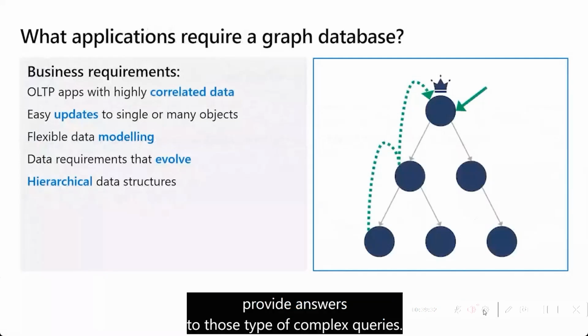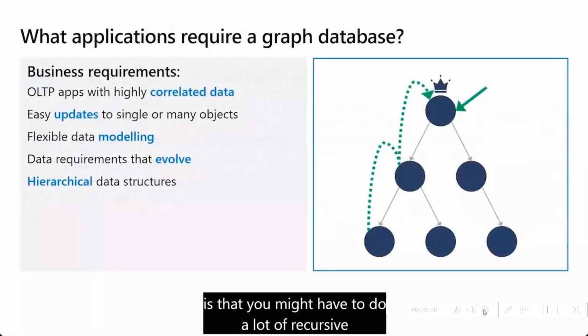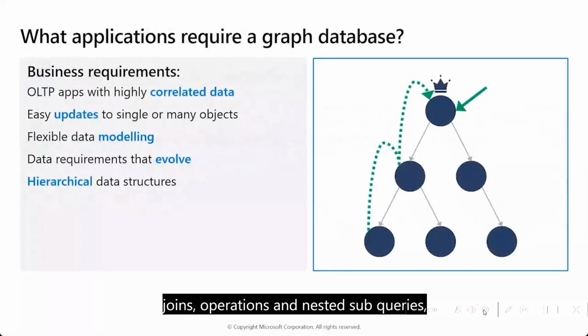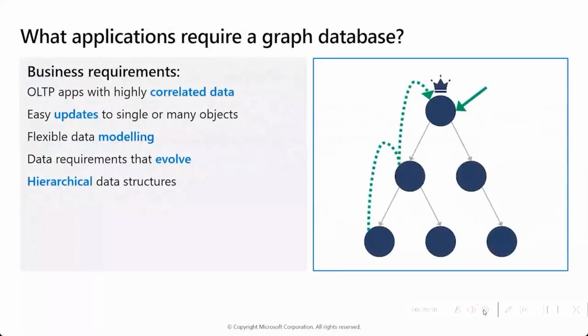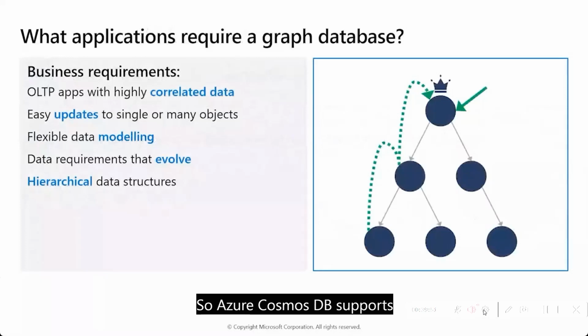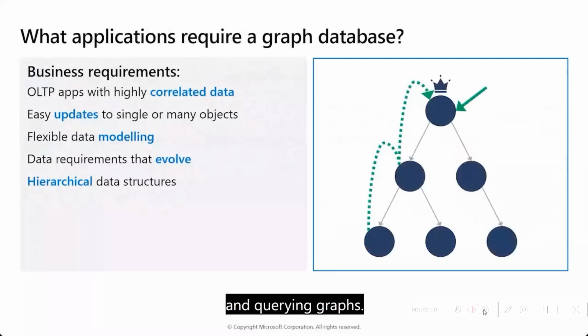In SQL, how you would normally do these kinds of queries is that you might have to do a lot of recursive joins, operations, and nested subqueries, which can become very, very expensive and slow to do. So Azure Cosmos DB supports graph databases through the Gremlin API. The Gremlin API is a standard language for creating and querying graphs.